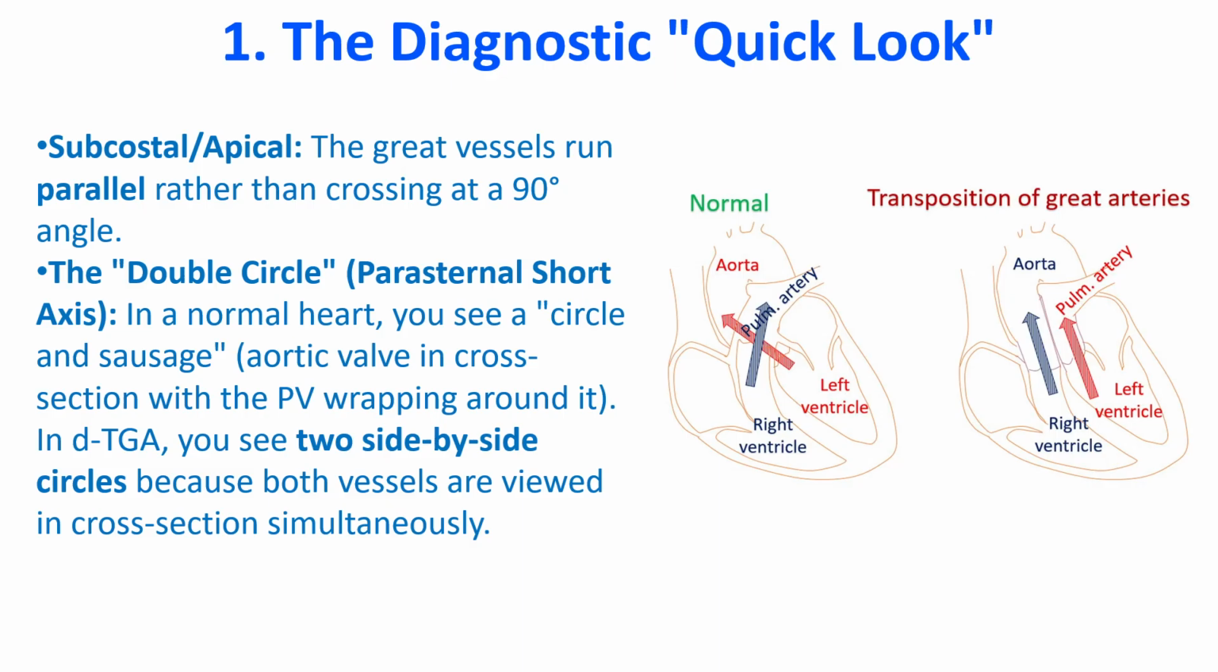In the subcostal or apical view, look for great vessels that run parallel rather than crossing at a 90 degree angle, which is normal. And in the parasternal short axis, you look for the double circle. In a normal heart, you can see a circle and sausage, with the aortic valve in cross section and the pulmonary valve, or rather right ventricular outflow tract, wrapping around it. In DTGA, you see two side-by-side circles because both vessels are viewed in cross-section simultaneously.